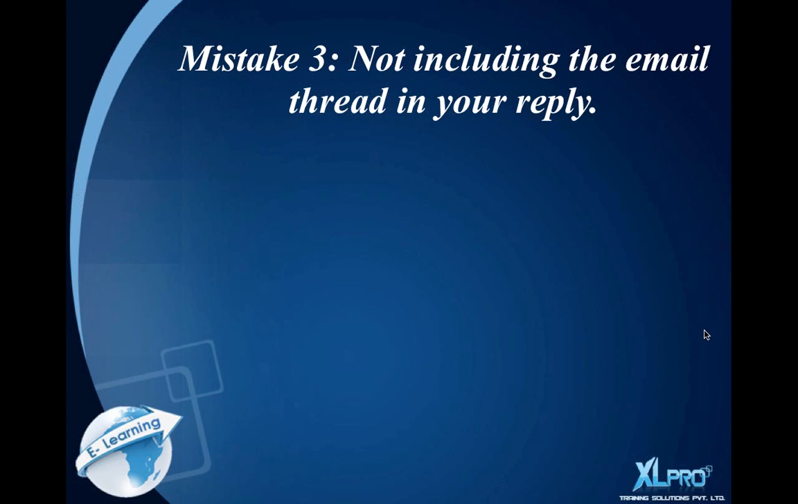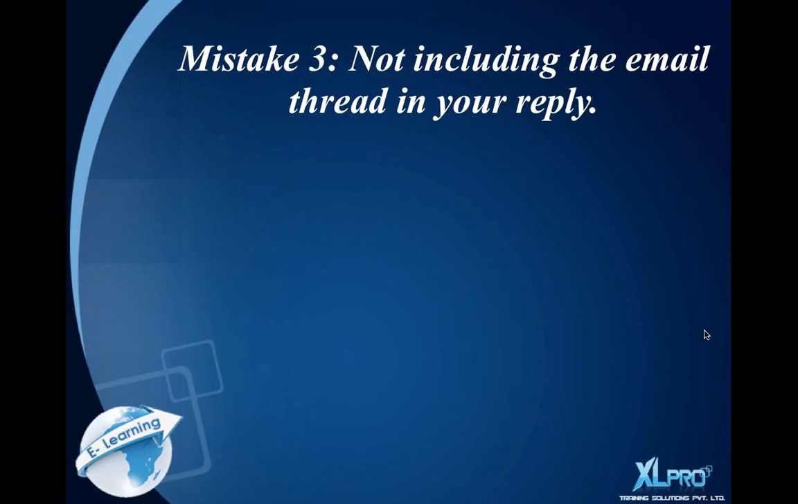The third mistake which we tend to make more often than not is not including the email thread in your reply. Now, this is something which happens accidentally. But what is an email thread? Suppose you and I are exchanging mails constantly. You write an email, I reply to you, you reply back to me, and we're constantly writing emails. Now, if I suddenly remember after 10 days, okay, this gentleman wrote a mail, I have to come back to him, I quickly surf in, try to check the mail, I don't find it, and I write a new mail.